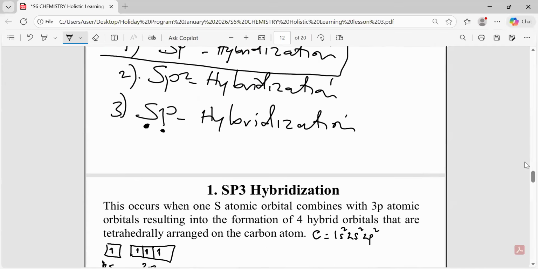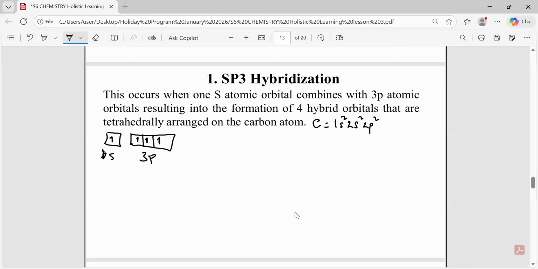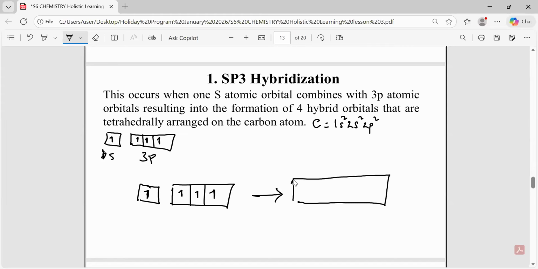So from the definition, you're telling us that it is 1 s orbital. Maybe I rewrite it here. We have 1 electron for s, and then we have 3 electrons for p, isn't it? Then we are forming how many? Are they all going to be combined? What do we form?